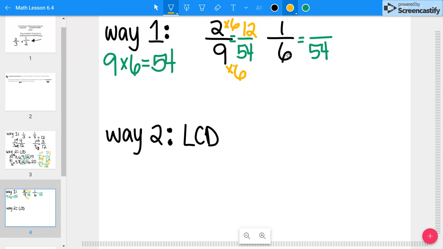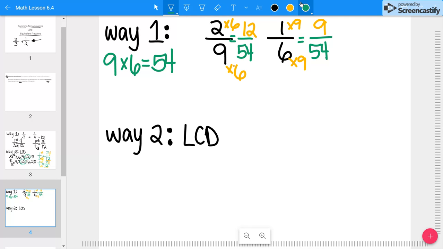So let's go over here. 1/6 equals what over 54? 6 times 9 gave me 54. So what I do to the bottom, I do the exact same thing to the top. So 1 times 9 is 9. So if I were adding or subtracting these fractions, I would now use 12/54 and 9/54 because those are the equivalent fractions. Let's look at using the list, finding the LCD, the least common denominator.